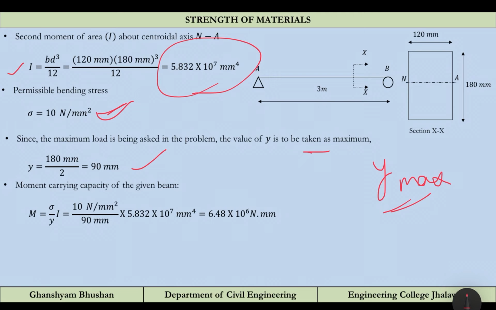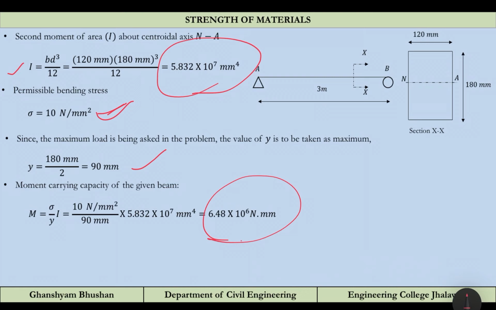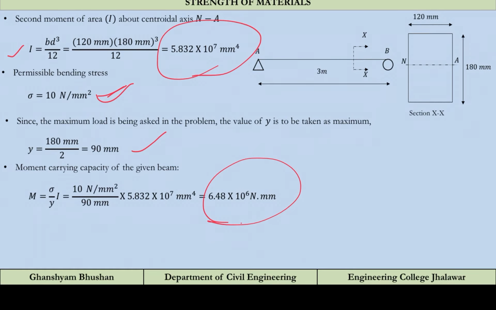Now the moment carrying capacity of the beam will be how much? M is nothing but Z into sigma. So Z is nothing but I by Y. So directly put all the values and you will get the moment carrying capacity of this beam, which comes out to be 6.48 into 10 to the power 6 Newton mm. So this is the value.